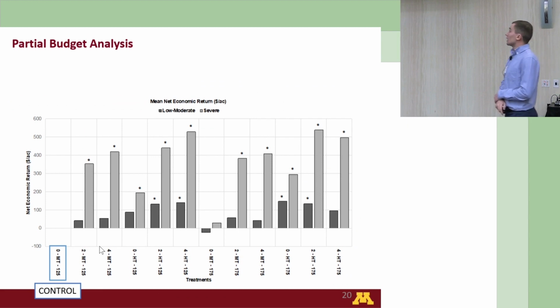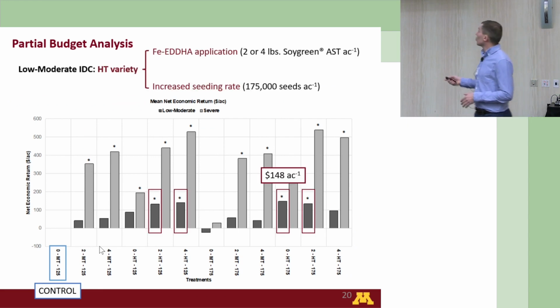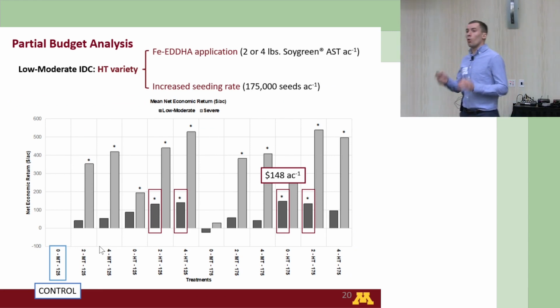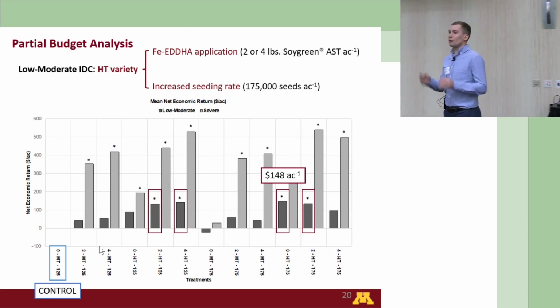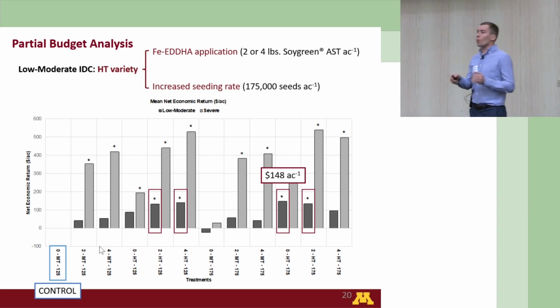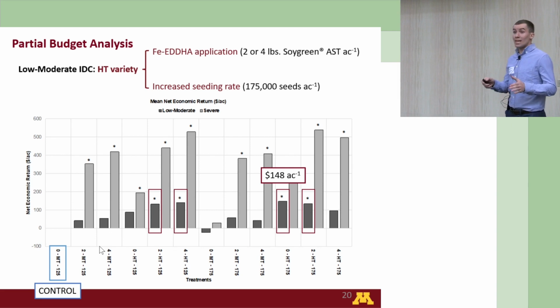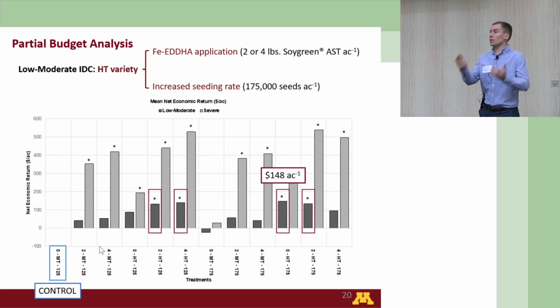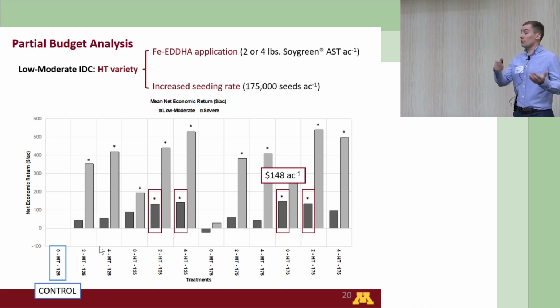Okay, partial budget analysis. Let's take a look at the net economic returns for low to moderate IDC conditions first. The first thing that this graph shows is that only 4 treatment combinations significantly increase profitability compared to the control treatment, suggesting that not all management strategies that significantly increase grain yield will also significantly increase profitability, which was kind of expected. We talked about the trade-offs before, right?